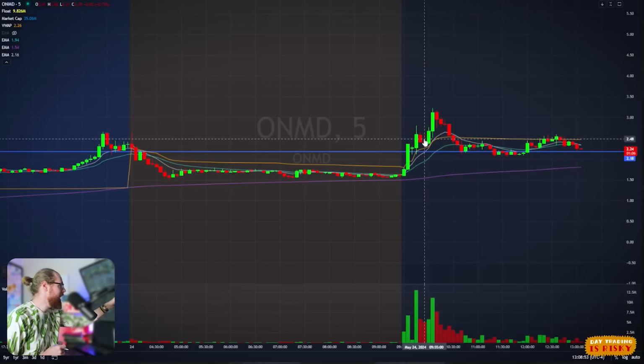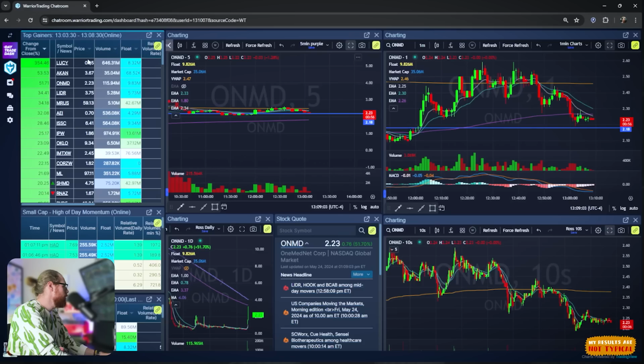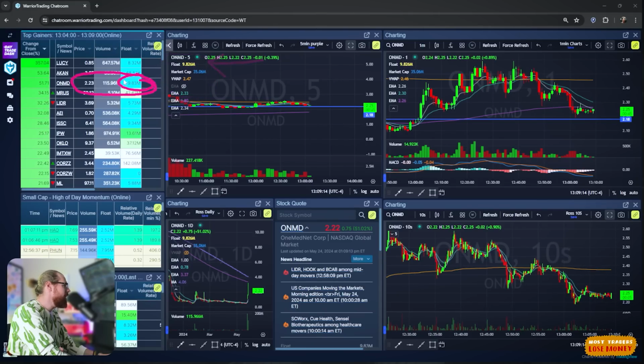We look at this stock today, the float is 9.8 million shares, and we can see that. Let me just grab it for you right there. So 9.8 million shares is the float. You'll see that on the scans right over here. 9.8 million shares. It's got 115 million shares of volume today.